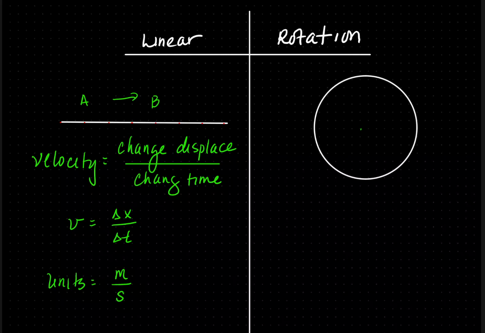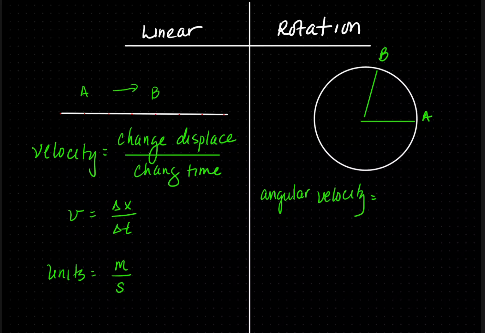To move from point A to point B, an object needs a velocity. This velocity is known as angular velocity. Angular velocity is the change in angular position over change in time.